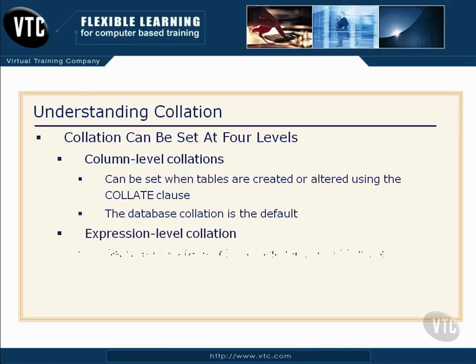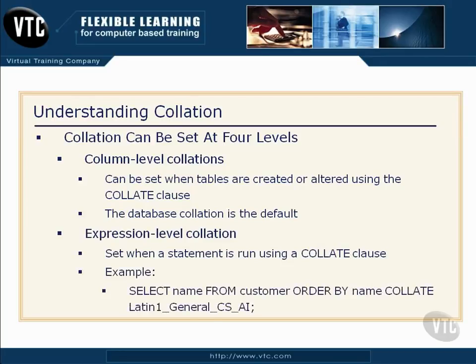Expression level collation is the ultimate in control. This is set when a statement is run by using the collate clause. Here's an example of that. We're going to select the name from the customer table, order by name, collate Latin1_General_CS_AI. And so we're telling it to select this data from this customer table by using this particular collation.